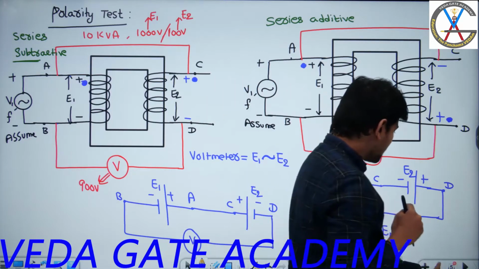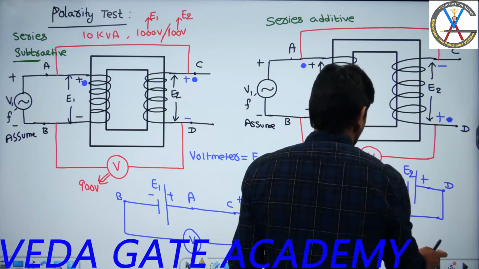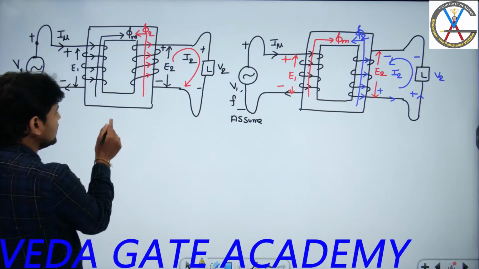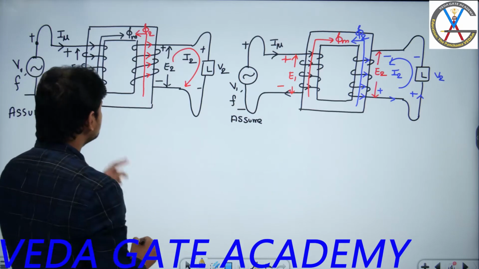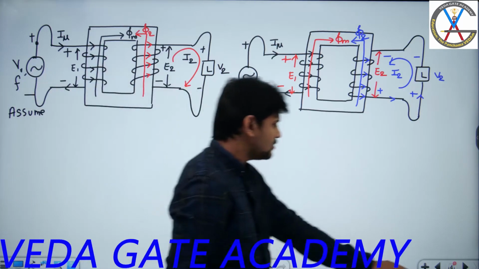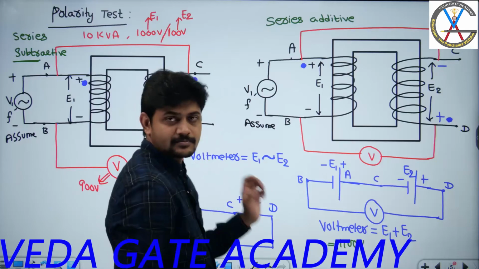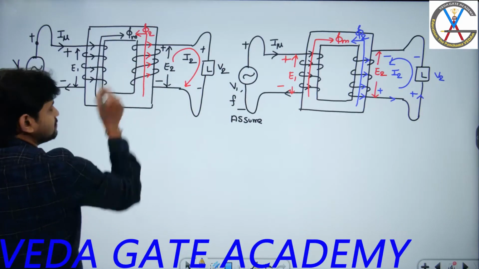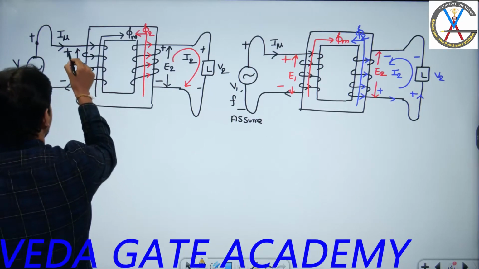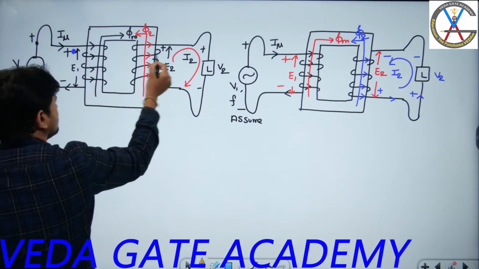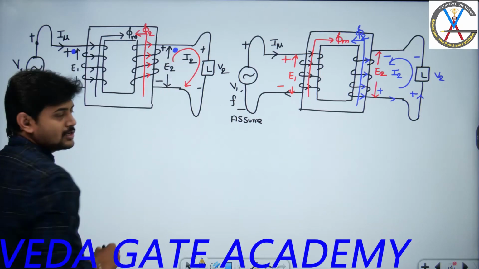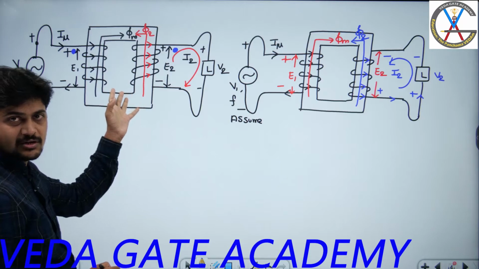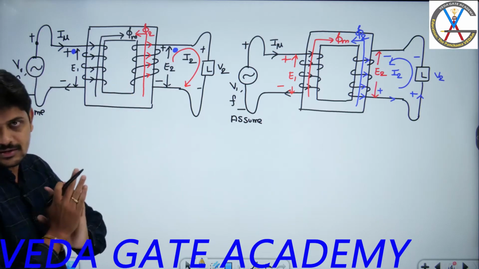Now if you compare these two configurations, this is case 1 and this is case 2. Case 1 corresponds to which case in this particular slide? If you observe here, this is positive and this is positive. Now let us apply the dot convention. As this is positive, I can indicate a dot here, and here also I am indicating a dot. So that means they are connected in series subtractive connection, not series additive, if I do the polarity test.